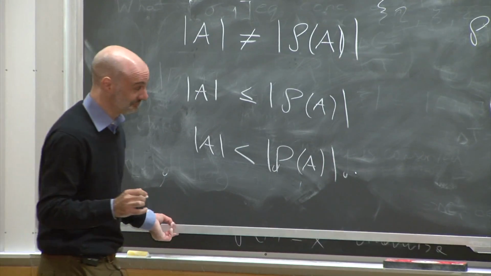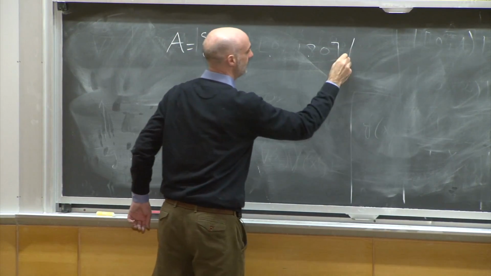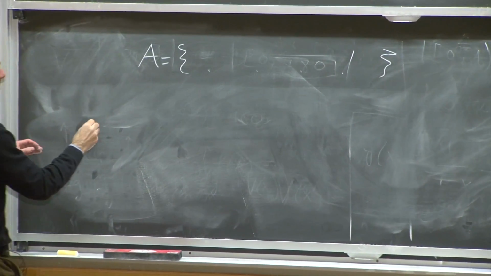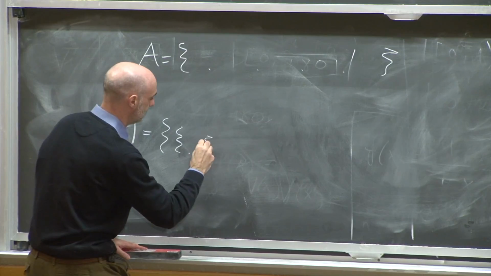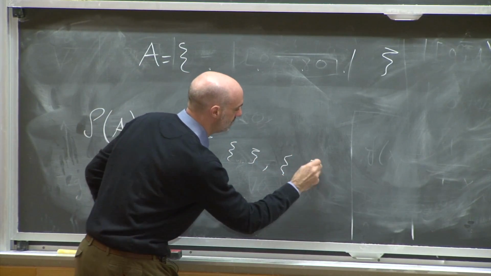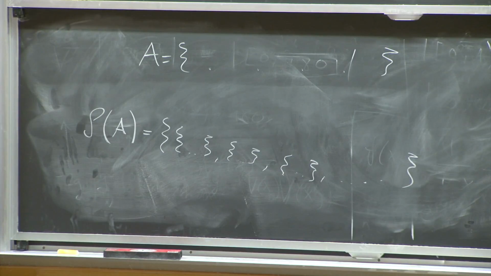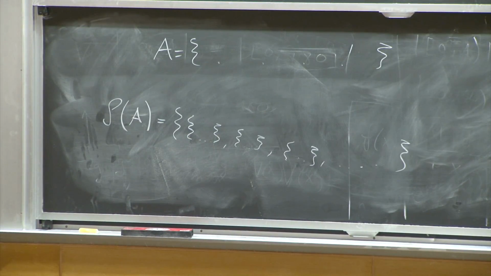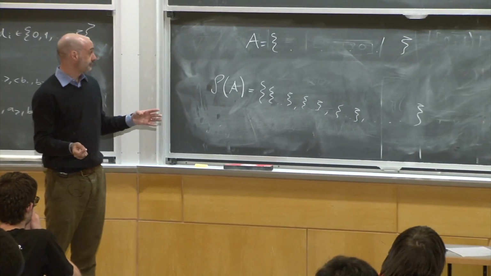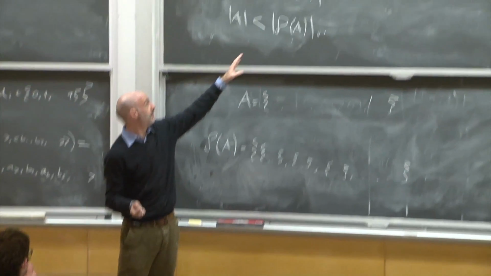OK, so here's the proof. So take A. That includes a bunch of things, possibly infinitely many things. And then take A's power set, which includes a bunch of sets, which are all composed of elements of A. And we're going to proceed by reductio. So we're going to assume the opposite of what we want to prove and derive a contradiction. So what we want to prove is that there are more things in the power set than in A.